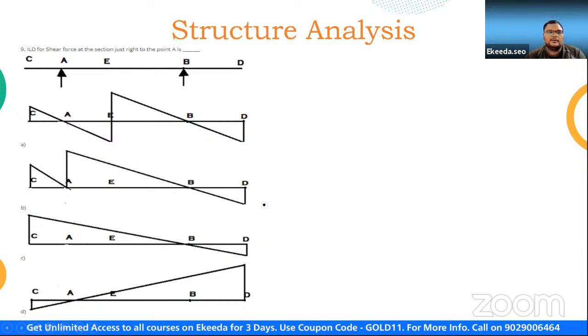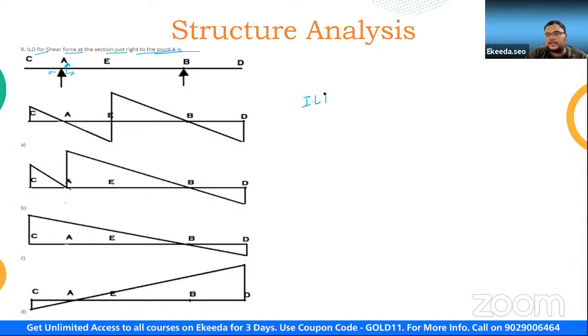Now let us see the next question. The next question says the ILD for shear force at the section just right to the point A. Now, see here, in one question, what we have seen is that we had to find out the ILD for shear force when we had to apply the reaction at A, right? But here it is saying that we have to find out at the right of point A. Let us say this is the left of point A and this is the right of point A. So at the right of point A, we have to find out the ILD, right?